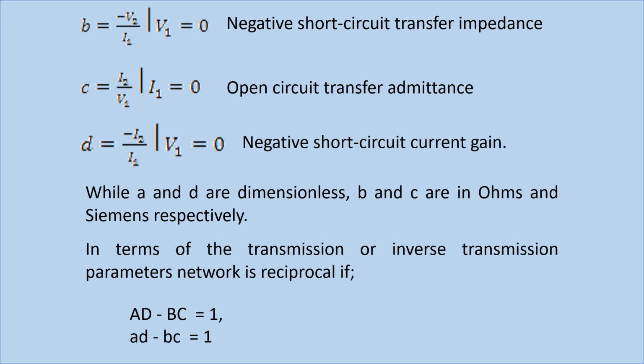So for a reciprocal network, the condition for the transmission parameter stated earlier is capital letter A multiplied by D minus capital letter B multiplied by capital letter C equals 1. Similarly, for the inverse transmission parameter, small letter a multiplied by small letter d minus b multiplied by c equals 1.